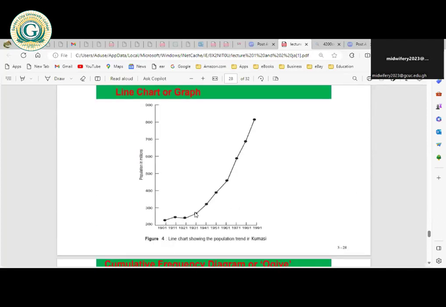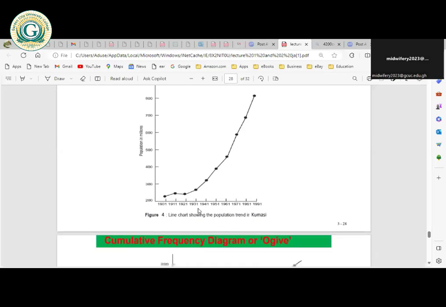And then we have the line chart. The line chart is best used for time series data, the type of data that we record over a period of time. And so that is why when you are recording a patient's temperature, you prefer using a line chart. And this is what we call the line graph, line chart.